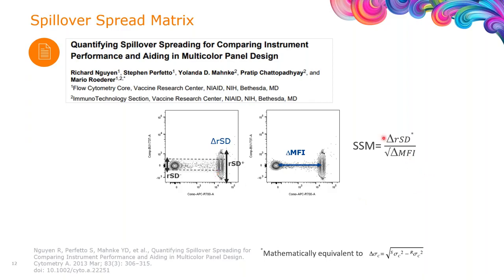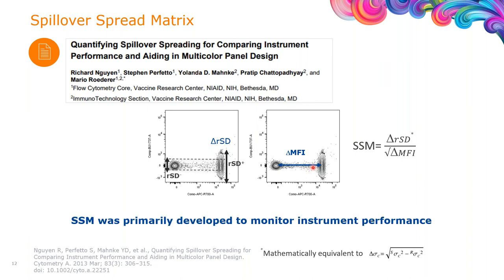So the SSM formula takes into account the delta RSD as a true spread, but it also divides by the square root of the delta MFI, which is the distance between the negative and the positive population. It's a function of brightness.